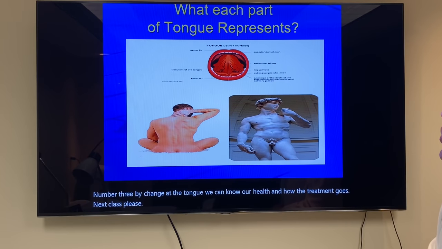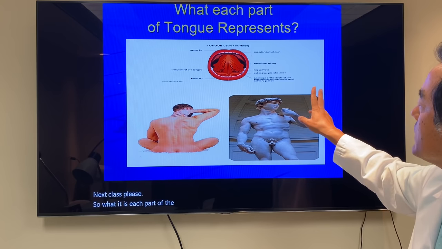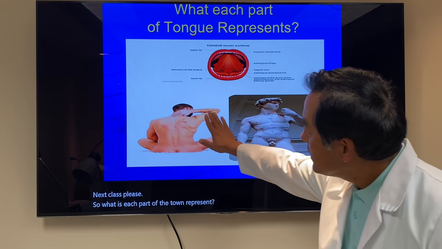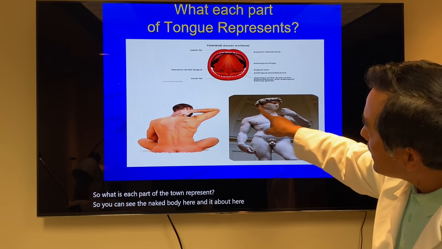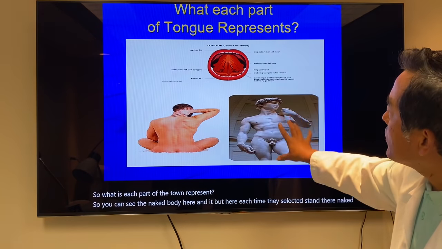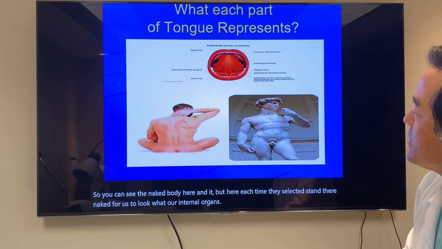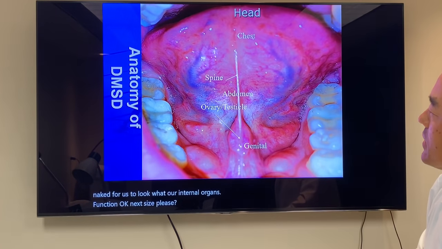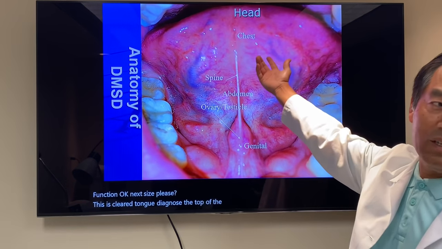So what does each part of the tongue represent? You can see the naked body here and the naked body here. Each tongue is like a standard naked body for us to see how our internal organs function. Okay, next slide, please. This is the tongue diagnosis chart. The top of the tongue, of course, is our head, just like we stand there naked.